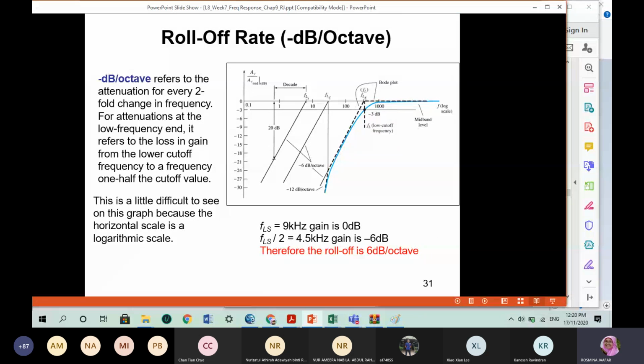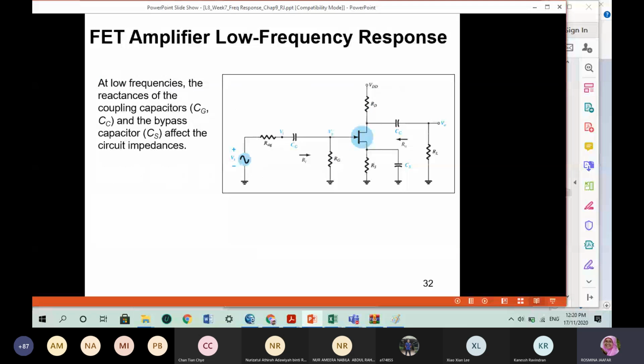So 20 dB per decade is for roll-off of consideration of tenfold, whereas per octave is consideration of two-fold, twice or half, ratio of power of 2. Okay, all those are referring to the response of low frequency for the BJT transistor. Now for FET transistors, it is a little bit slightly different.